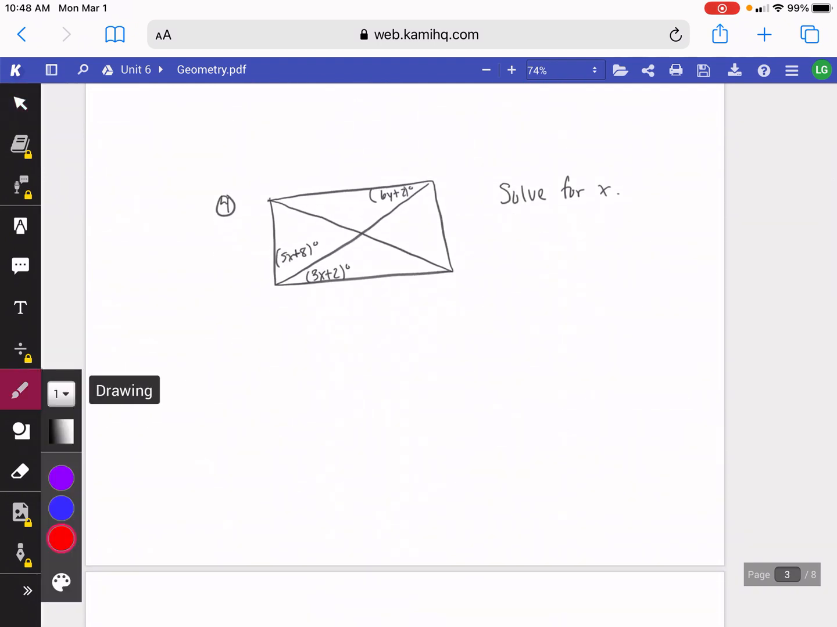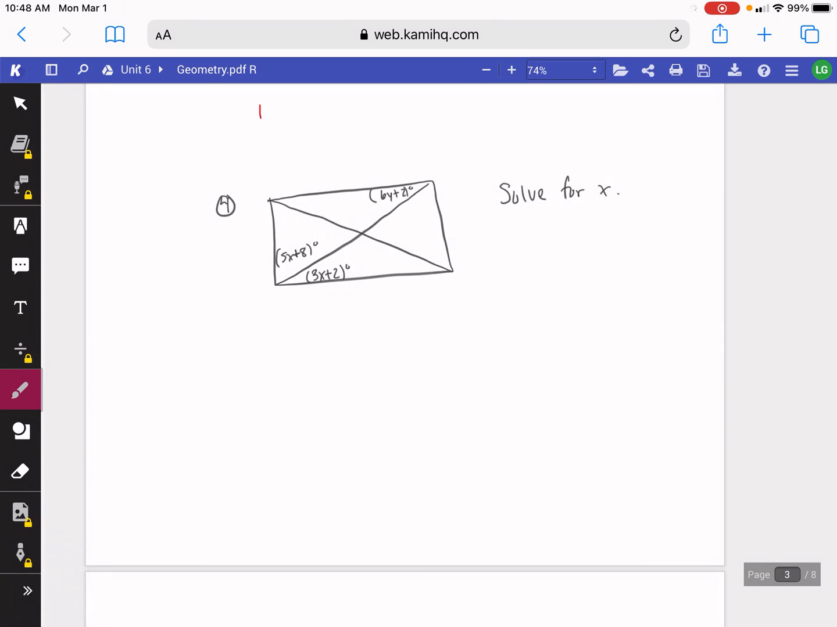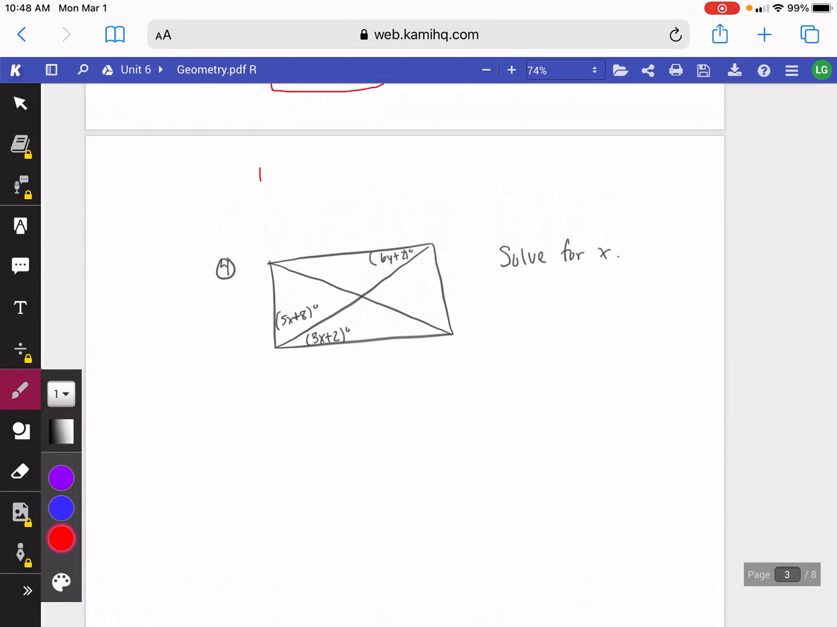Here we have a rectangle. Now what we learned about rectangles are that opposite sides are congruent and each of the angles is a right angle, or 90 degrees. So if we're solving for x, these two angles form a right angle, or 90 degrees. In other words, they add to 90 degrees.